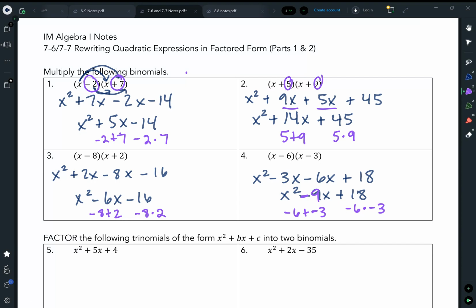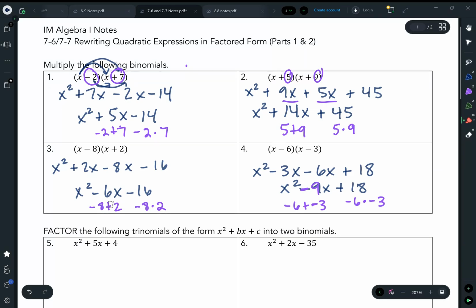So we're going to work on using this pattern today to work backwards. I am going to start out with a trinomial, and then I want to rewrite it in factored form. My trick is going to be finding these two numbers. In this case, like the 8 and the negative 2, I want to find those two numbers so that I can write x minus 8 times x plus 2, in factored form.